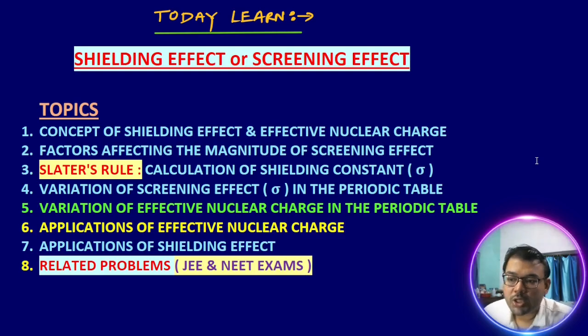Fourth, variation of screening effect sigma in the periodic table. Fifth, variation of effective nuclear charge in the periodic table. Sixth, application of effective nuclear charge. Seventh, application of shielding effect. And eighth, problems related to shielding effect and effective nuclear charge. Okay, so let's start our lecture today, that is shielding effect.